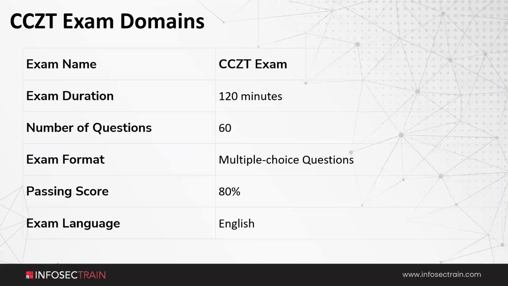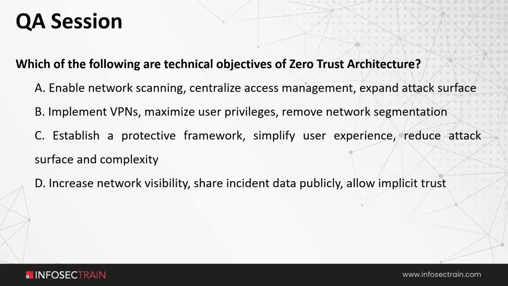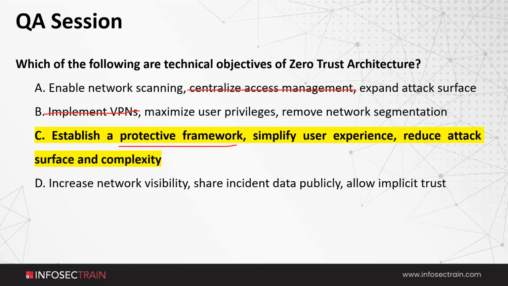Which of the following are the technical objectives of zero trust architecture? So, team, when talking about the technical objectives of zero trust architecture, it's not about implementing, as I said, never VPN or something. It's never about centralizing the access management. So it's about establishing a proper framework. That's the first thing, team. Establishing a proper framework and making the user experience more simplified, plus reducing the attack surface and complexity. That's a goal of zero trust. Okay, one more question we'll go for, team.